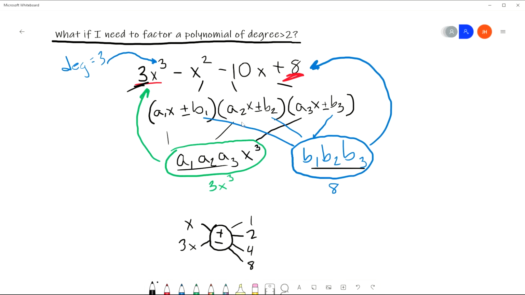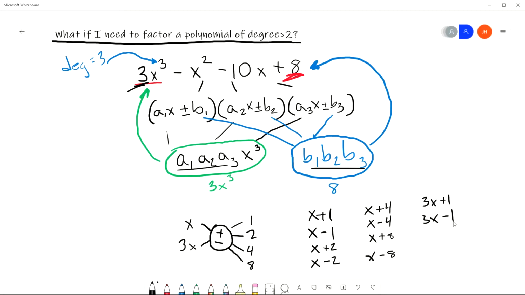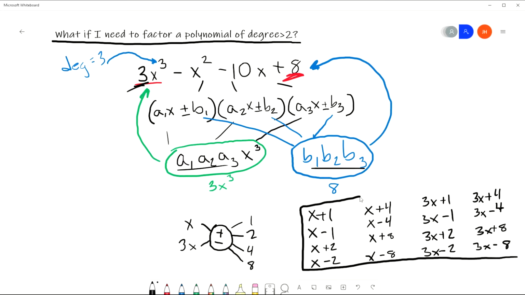What are all the possible factors for this polynomial? It's x plus 1, x minus 1, x plus 2, x minus 2, x plus 4, x minus 4, x plus 8, x minus 8, 3x plus 1, 3x minus 1, 3x plus 2, 3x minus 2. You kind of see what's going on here, right? 3x plus 4, 3x minus 4, and 3x plus 8, 3x minus 8. So that is all of the possible factors for this polynomial.